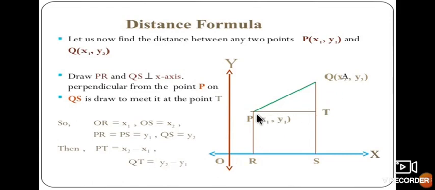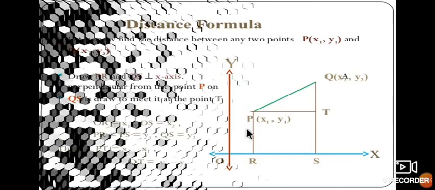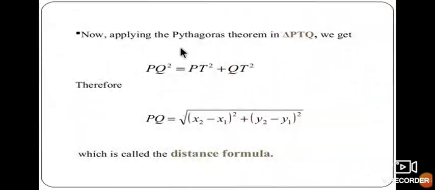Now we can find the distance PQ by applying the Pythagoras theorem. In the right angle triangle PTQ, we get PQ square is equal to PT square plus QT square. Substituting PT as x2 minus x1 whole square and QT as y2 minus y1 whole square, PQ is equal to the square root of (x2 minus x1) whole square plus (y2 minus y1) whole square. Therefore, this is the formula to find the distance between two points.